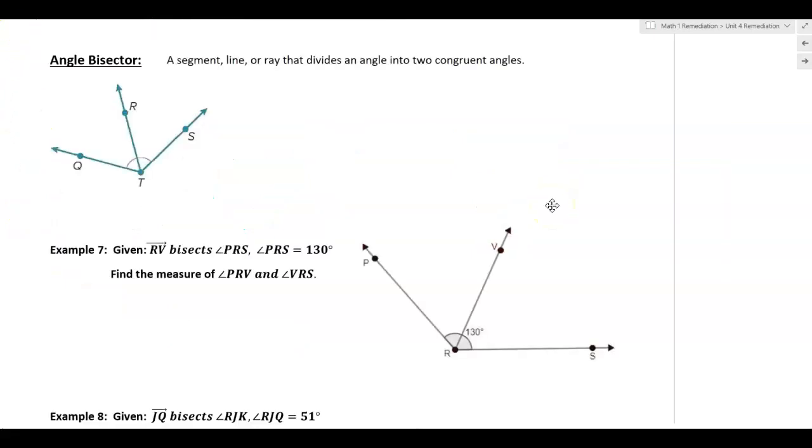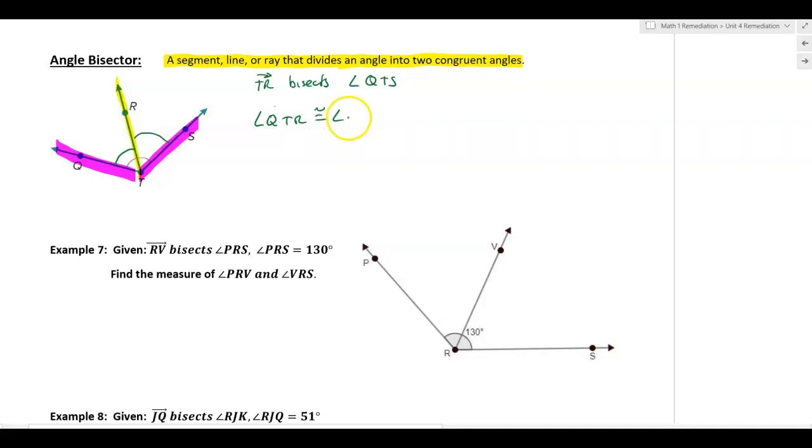So the next topic, angle bisector. Anytime we have an angle bisector, we know we have a segment, a line, or a ray that divides an angle into two congruent angles. So when I look here, if I told you ray TR bisects angle QTS, this ray bisects this angle. What I end up getting out of that is two congruent angles. I know angle QTR would be congruent to angle STR. Those two angles are congruent. So like midpoint, angle bisector gives you two congruent angles right away.